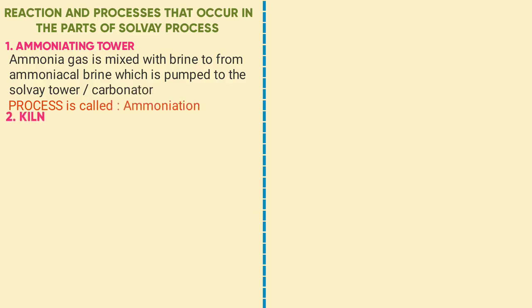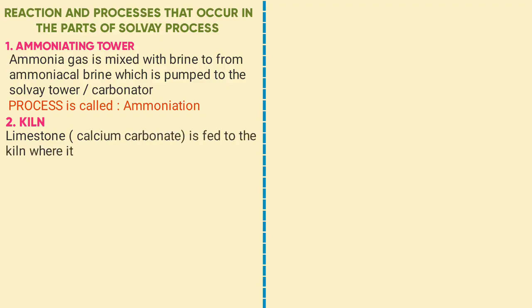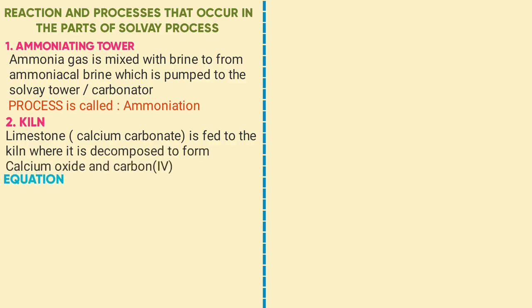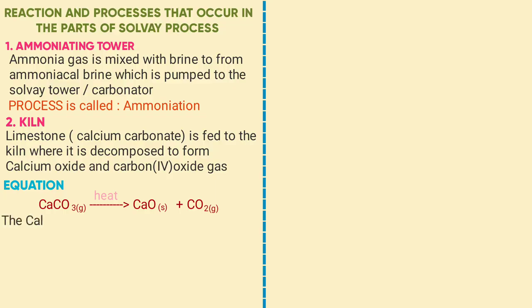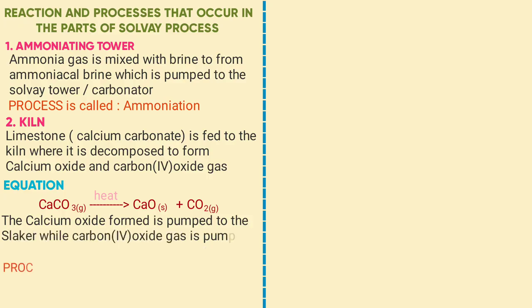Part number 2, the kiln. Limestone, which is calcium carbonate, is fed into the kiln, where it is decomposed to form calcium oxide and carbon dioxide. The equation is CaCO3(s) → CaO(s) + CO2(g). Now, the calcium oxide formed is pumped to the slacker, while carbon dioxide is pumped to the carbonator. The process that occurs in the kiln is called thermal decomposition.